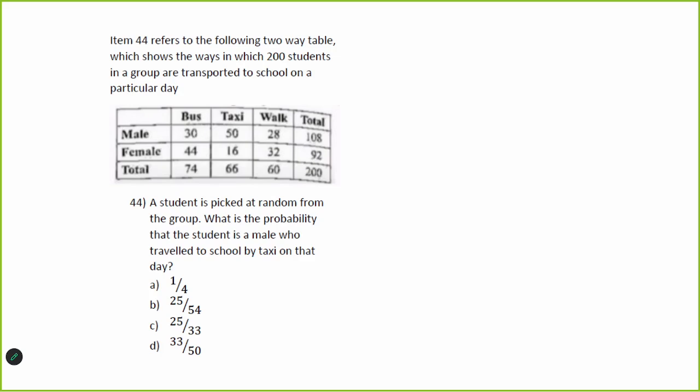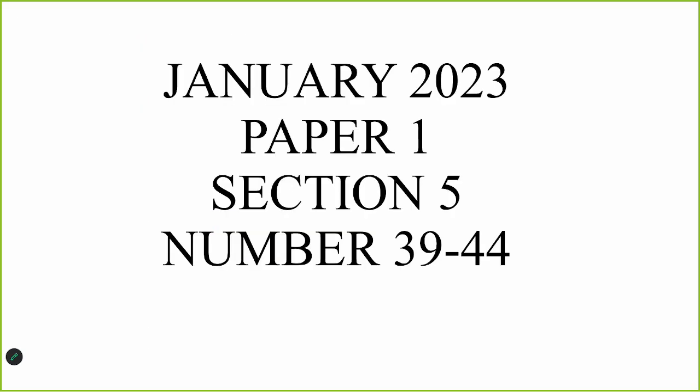Right? Item 44 refers to the following two-way table, which shows the ways in which 200 students in a group are transported to school on a particular day. A student is picked at random from the group. What is the probability that the student is male who travels to school by taxi? So male taxi is 50. Your desired over, they're picking it at random from the whole, so it's over 200. Right, cross that out. 5 into 5, 1. 5 into 20, 4. So it's a quarter is the answer. Right, that's the end of May, June 2023.